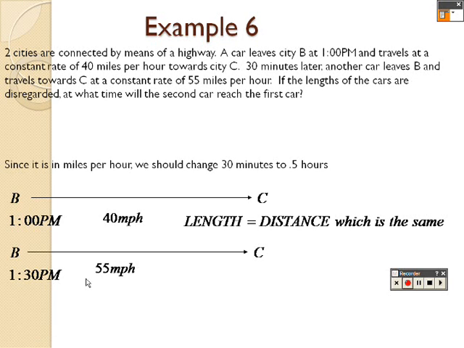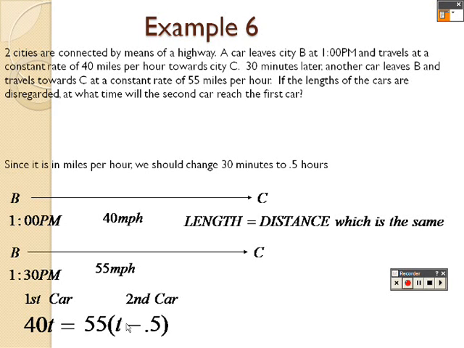Okay, so length equals distance, and they're the same. They're both leaving and they're both going the same distance. It's a matter of when they catch each other. So the first car is going at 40 miles per hour, and we don't know what time it'll take them to get there, but we know they're going at 40 miles per hour. The second car goes at 55 miles per hour, but I do know one thing.